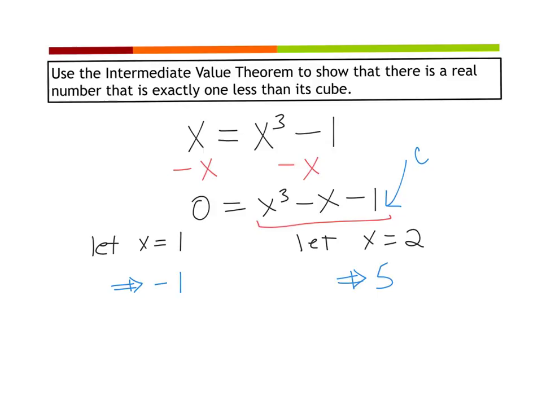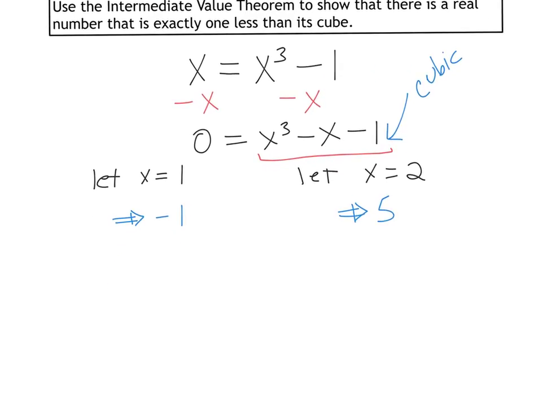It's cubic. And cubic graphs, like all polynomial graphs, are continuous. So my graph is clearly continuous. And at 1, I get -1, and at 2, I get 5. That means that my graph has to go from 1, -1, to 2, 5. And it's continuous. So somewhere between 1 and 2, it has to have a 0. So somewhere between 1 and 2, there is an answer that works. That's what we're stating here.